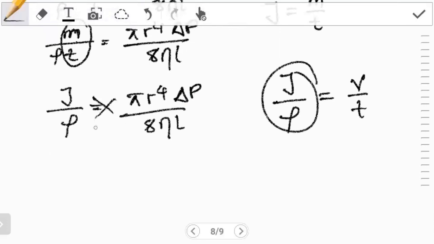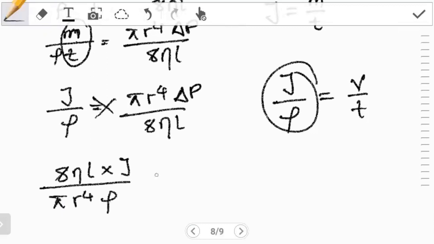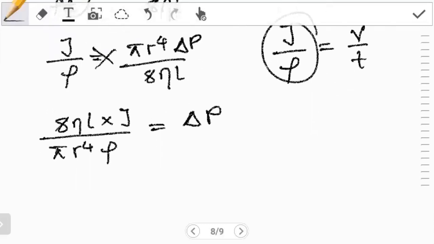So from here, we want to make change in P the subject of the formula. I'm going to cross multiply here. So now what I have is 8 multiplying the viscosity, the length, then multiplying the mass flow rate divided by pi r to the 4, the density. This is what is equal to the change in pressure.